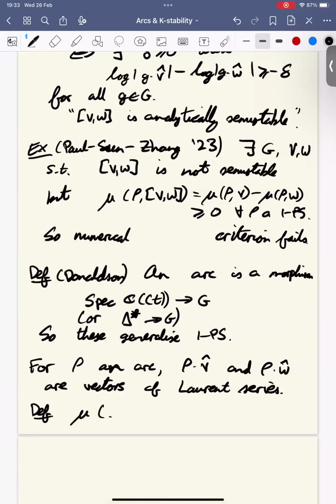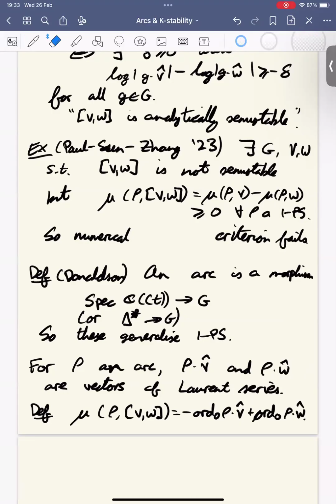So I can now say that the weight of an arc, generalizing the weight of a one-parameter subgroup, is just the order of vanishing at the origin of these vectors, but I take the difference of them, and the sign flips as usual with these weights, plus ord 0 of rho w hat. Sorry, not 0, I guess. Okay, so these are vectors of Laurent series. So I just look at, what is the order of a Laurent series? It's just the highest power of negative t, like if it's t to the minus 5 plus higher order terms, then the order is 5. And if I've got a vector, I just take the lowest of the orders of each of the entries of the vector. So this is again something explicit.